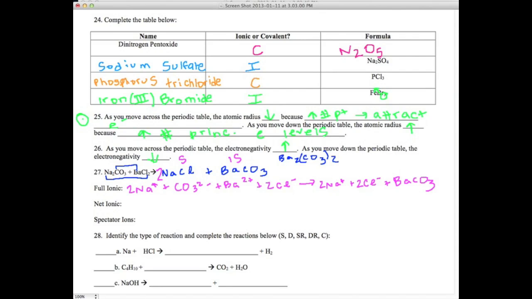Now I'm going to cross off anything that's the same on either side, so I'm going to cross this off, that off, that off, and that off. And I end up with Ba 2 plus plus CO3 2 minus gives me BaCO3, and I'm done. My spectator ions are the ones that aren't involved in the reaction, which are Na plus and Cl minus. Those are the ones I crossed out.